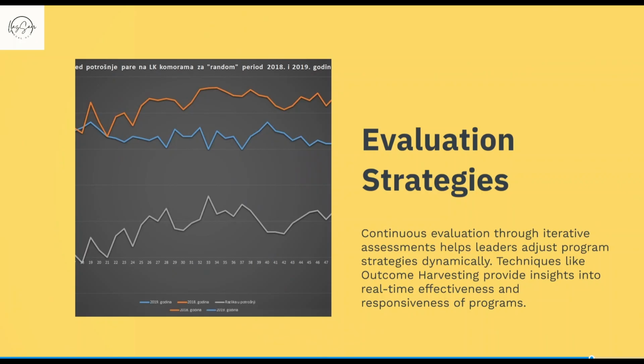Evaluation strategies. Continuous evaluation through iterative assessment helps leaders adjust program strategies dynamically. Techniques like outcome harvesting provide insight into real-time effectiveness and responsiveness of programs.